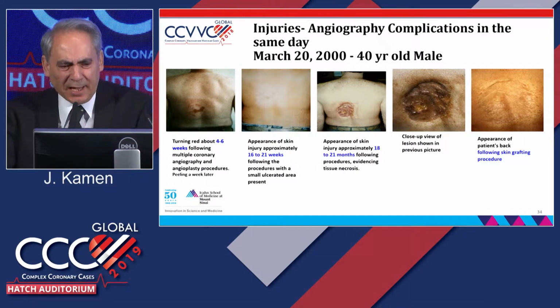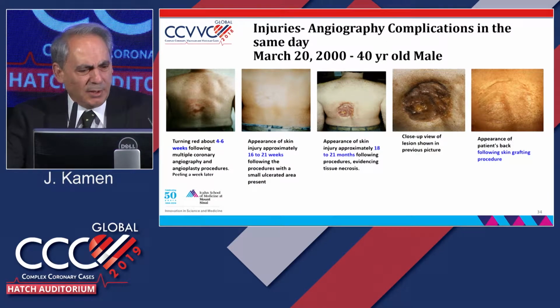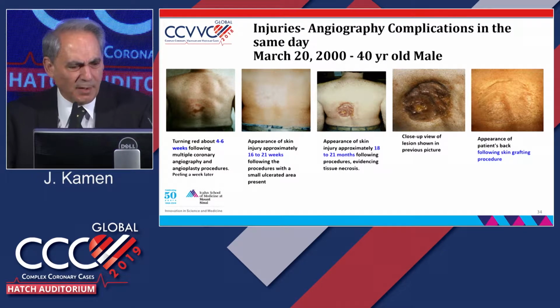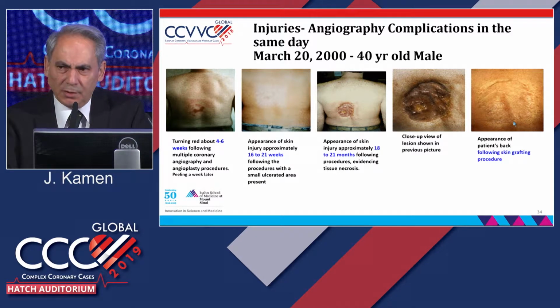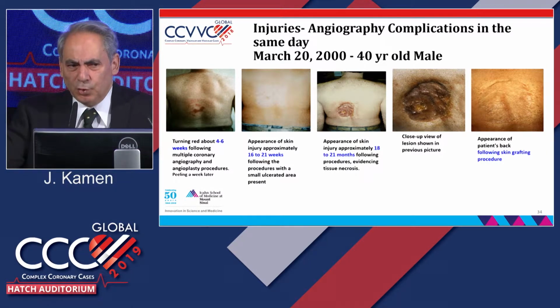This was another case that happened in 2000, I believe, I forgot, 8 or 7. This was a 4-year-old male, and this is after 4 to 6 weeks. Then you see it disappears after 21 weeks, and then it comes back again after 21 months. And then you see the necrosis, and after a lot of skin grafts and surgery, the patient is helped. So if you were this patient, would you file a lawsuit against the physician?